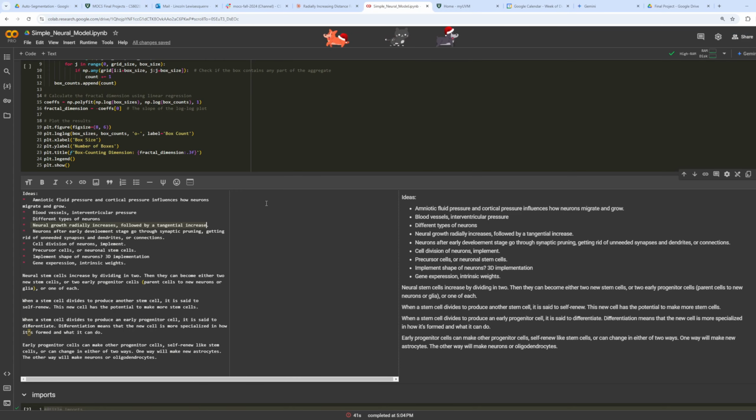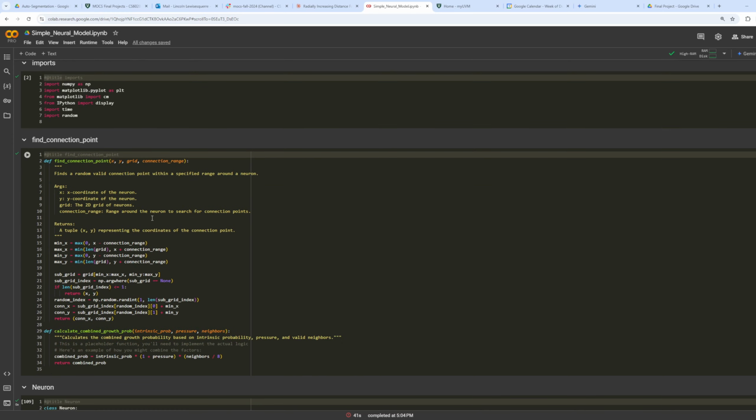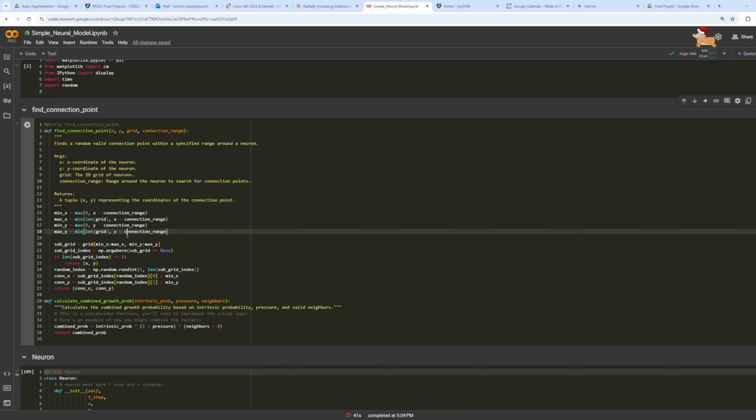I also implemented gene expression in intrinsic weights, because obviously all cells aren't encoded with the same exact DNA. There are some tendencies for some cells to do one thing and some another, so I implemented that. I'll go through the code now. This hasn't changed. This is just to find a connection point, and now it's simply the magnitude, or straight line path.